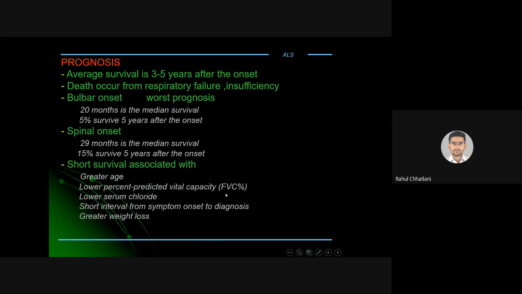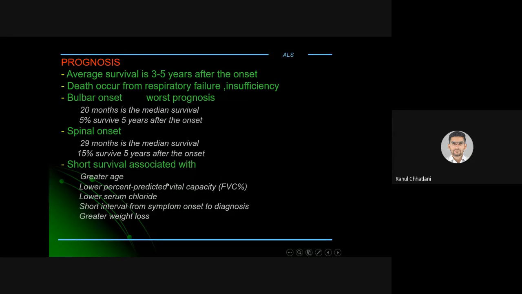Low person predicted vital capacity, FVC, forced vital capacity. Yes, so forced vital capacity is forceful inhalation and forceful exhalation. Whatever the percentage is, that is the vital capacity of that individual. So that also becomes lower. So if the patient has a lower forced vital capacity, then there are chances the patient will not survive longer. Lower serum chloride, short interval from symptom onset to diagnosis, and greater weight loss. So if all these symptoms are present in an individual, serum chloride helps in the normal transport of the nerves also. Yes, whenever the signal is transferred, they play an important role.